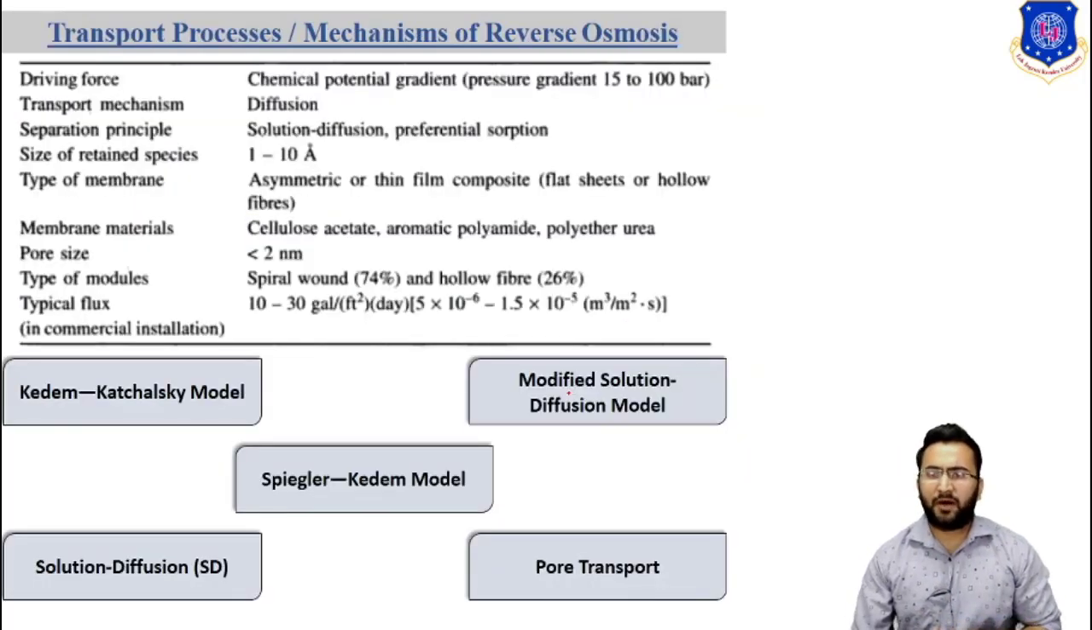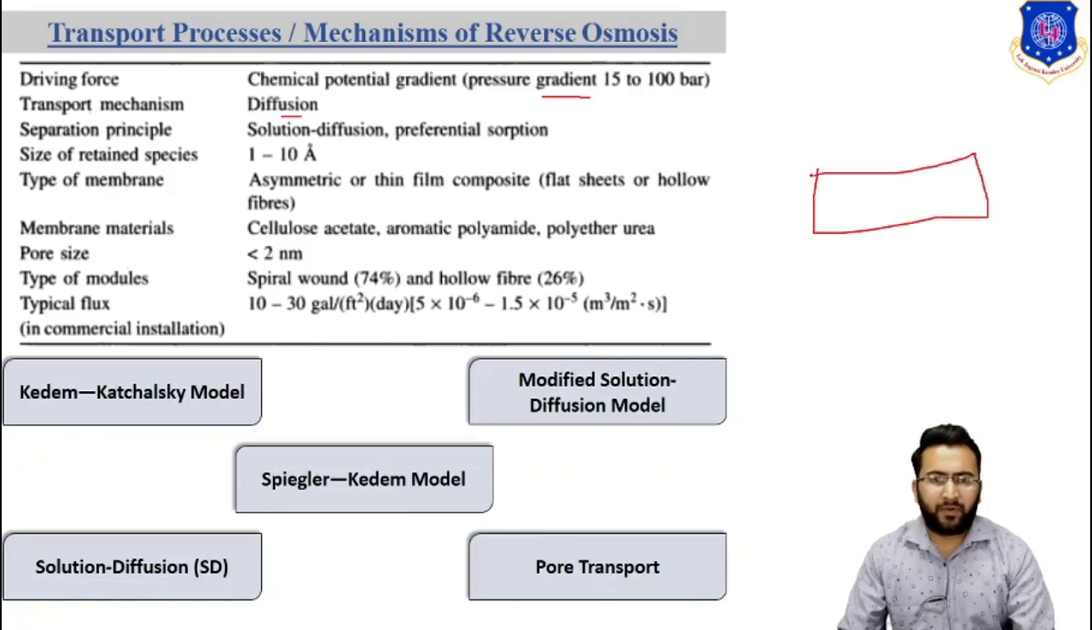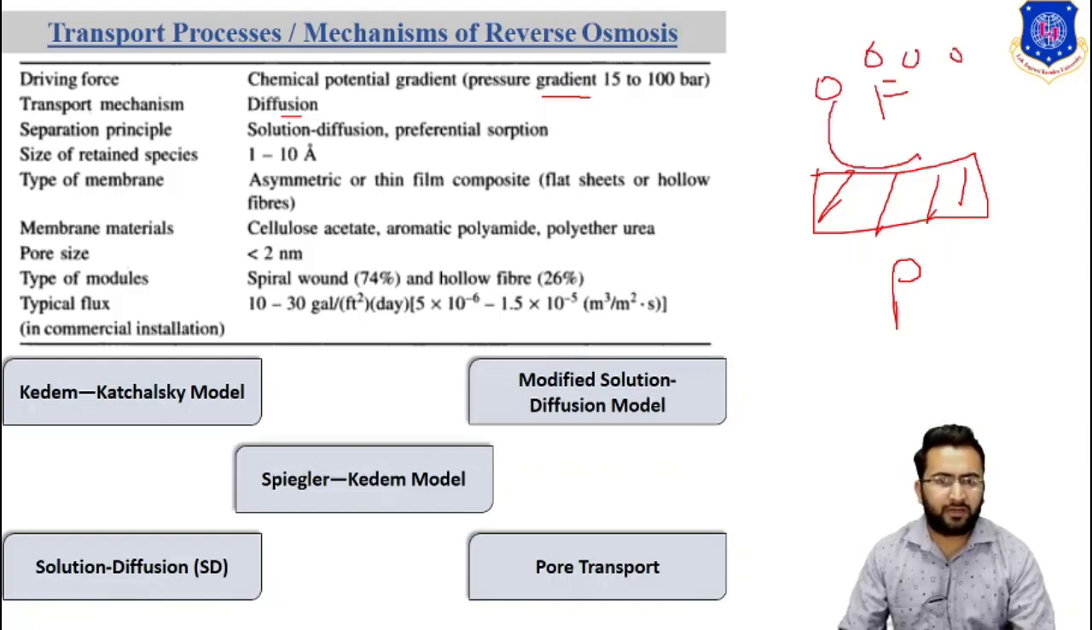Now let us discuss the various transport processes and mechanism of reverse osmosis. The reverse osmosis driving force is a pressure gradient of about 15 to 100 bar. The transport mechanism is diffusion, or we can say solution diffusion. So let's consider this is one membrane, and this is the feed side and this one is the permeate side. A molecule that passes through the membrane first comes and lies on the surface of the membrane, and then passes and diffuses through the membrane.